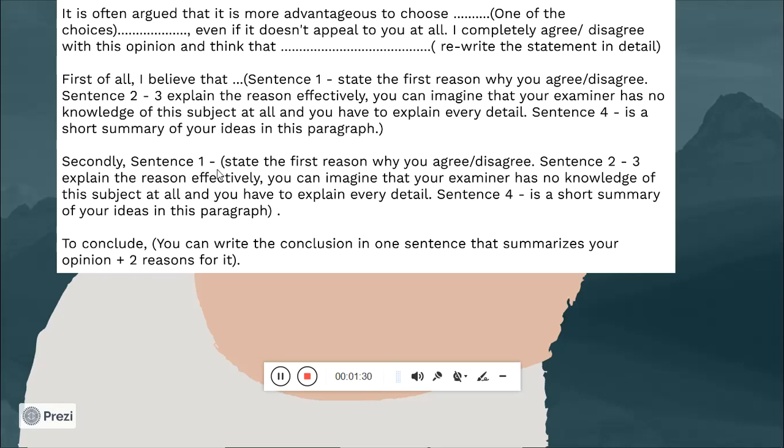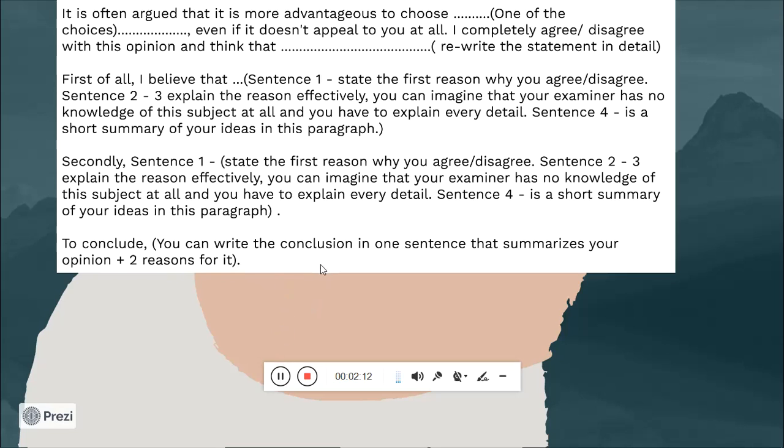Secondly, sentence 1, you state the second reason why you agree or disagree. Sentences 2 and 3 explain the second reason effectively. You can imagine that your examiner has no knowledge of the subject at all and you have to explain every detail. Whereas sentence 4 is a short summary of your ideas in this paragraph. Then the conclusion, you may use the words "to conclude". Then you write the conclusion in one sentence that summarizes your opinion and the two reasons for it.